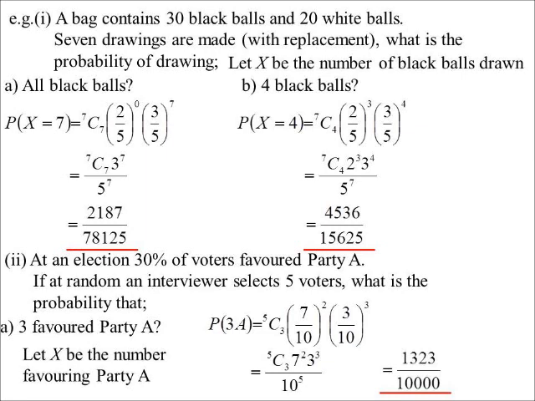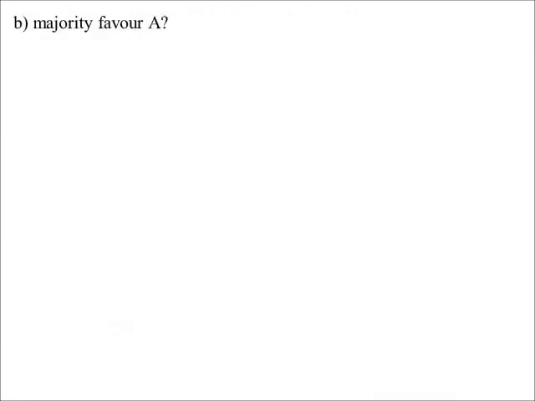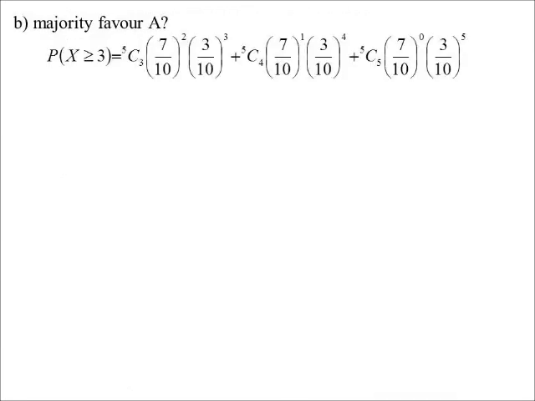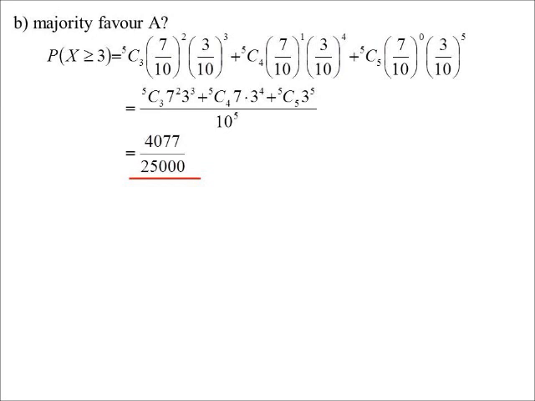And in reality, I'd probably change it to a percentage. But what's that as a percentage? 1323 over 10,000. 13.23%? Okay, 13% chance, 13 and a quarter. Majority favour A. Well, that means either 3, 4 or 5. So we just work each of them out and add them together. So it's the same as our basic probability theory that we've seen before. This one calculates to be this beautiful expression, which is 4,077 out of 25,000.